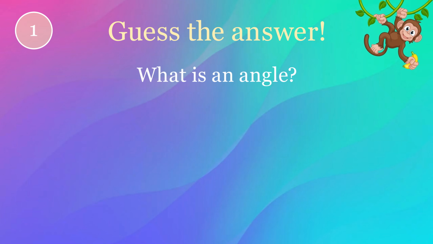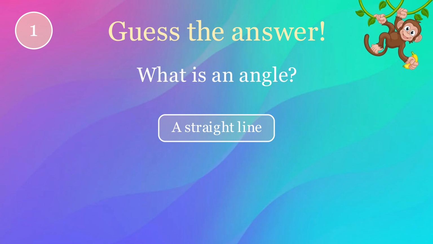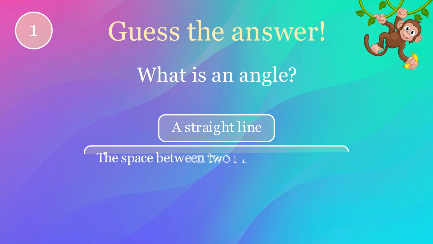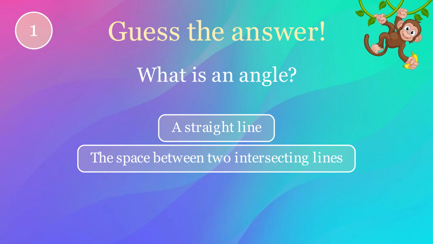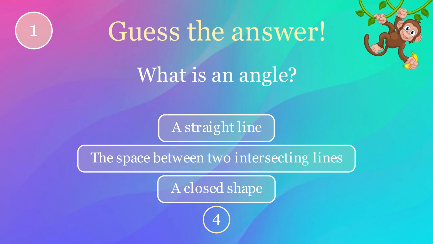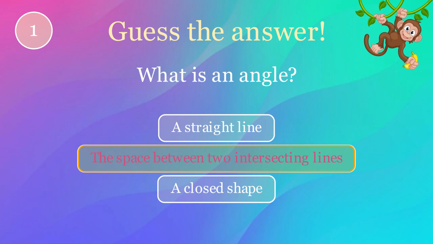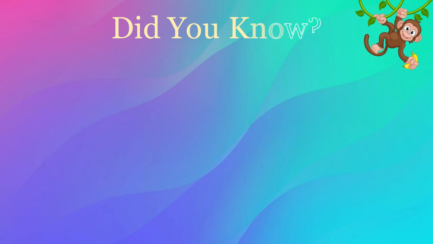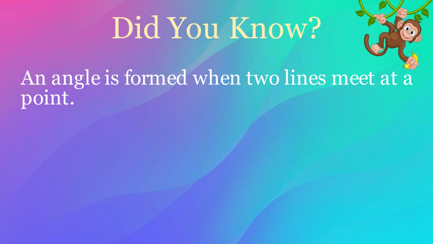What is an angle? A straight line. The space between two intersecting lines. A closed shape. The correct answer is the space between two intersecting lines. Here's an interesting fact: an angle is formed when two lines meet at a point.